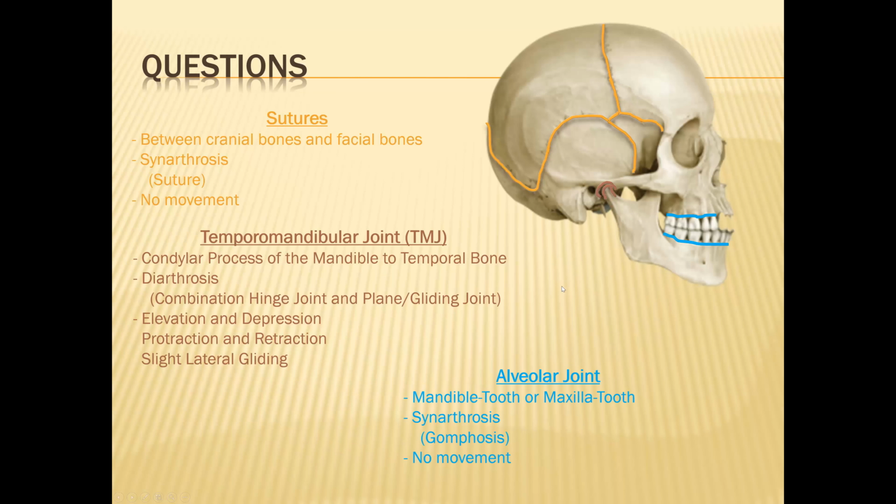And we can also see what's called an alveolar joint, which is highlighted in light blue. This is the joint between the mandible and each tooth and the maxilla in each tooth. And these are a type of joint, again, called a synarthrosis, but this is a specific type of synarthrosis called a gomphosis. And as with all synarthroses, these do not allow any movement. So your teeth should not move around in their sockets.